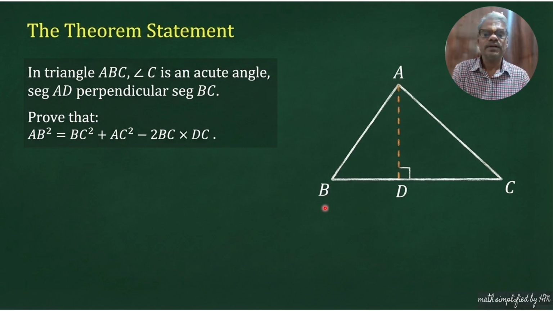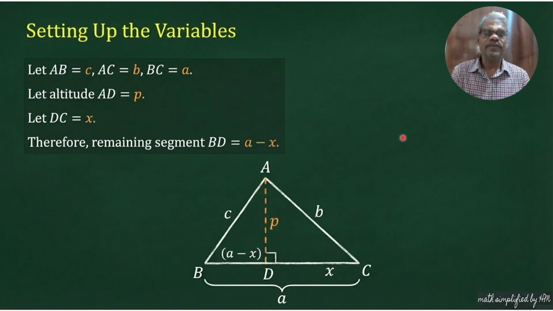Look into the diagram. This is a triangle ABC in which angle C is an acute angle and segment AD is perpendicular to side BC, and we have to prove that AB square, the side opposite to C, is equal to BC square plus AC square minus 2 times BC into DC.